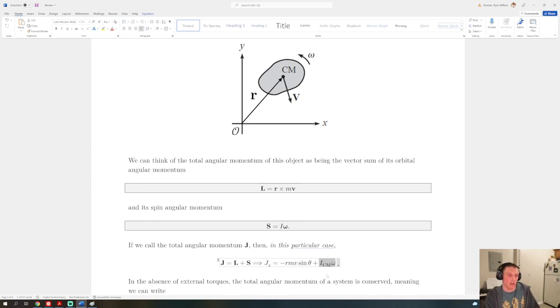Somebody's saying, wouldn't it point out of the screen? Well, the spin angular momentum in this particular case does point out of the screen, yes. That would be our positive z direction. So positive z comes out of the screen, negative z goes into the screen. And that's why we wrote negative RMV sine theta, but positive I CM omega here, for the sum of the spin and orbital angular momenta.